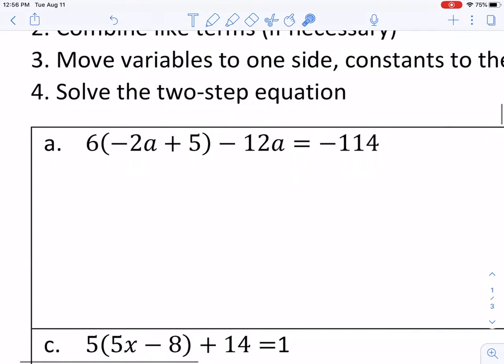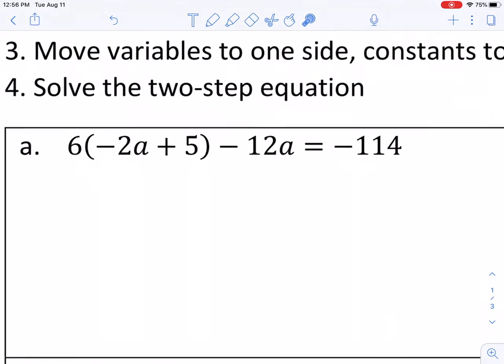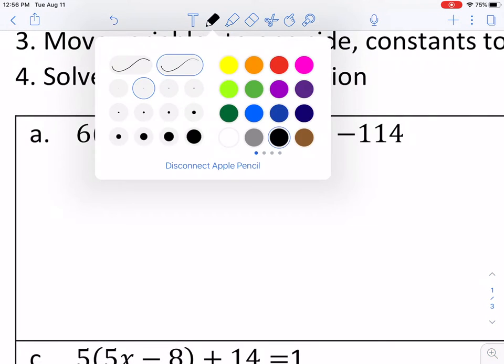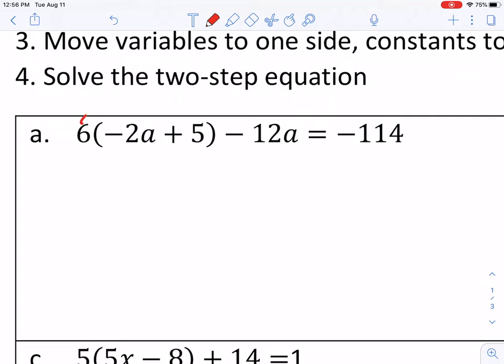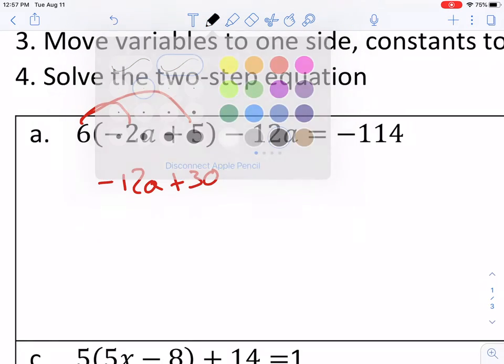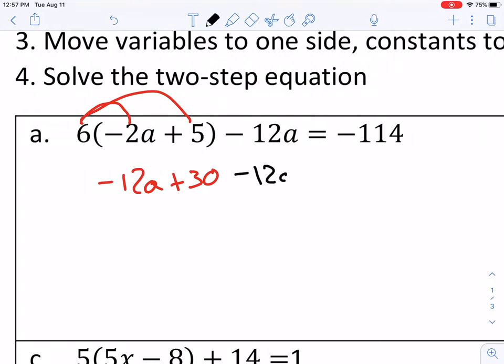So let's take a look here at A. My first step is to distribute. So I'm going to distribute if I can, and in this case I can. This 6 is multiplying here to give me negative 12a plus 30. This negative 12a is not being changed or affected by anything. It's just hanging there. So I'm just going to rewrite that negative 12a. Same with this negative 114.